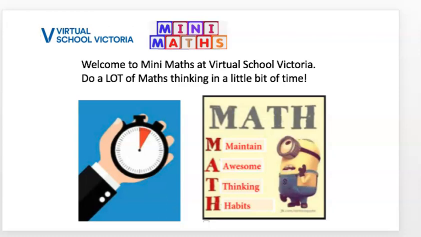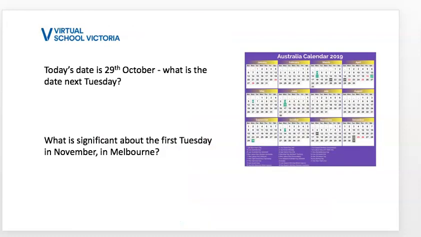Today we're going to practice using maths, different kinds of maths in a real life situation. Let's start with our first idea. The class today was on the 29th of October 2019. What is the date next Tuesday? And what is the significance of the first Tuesday in November in Melbourne?